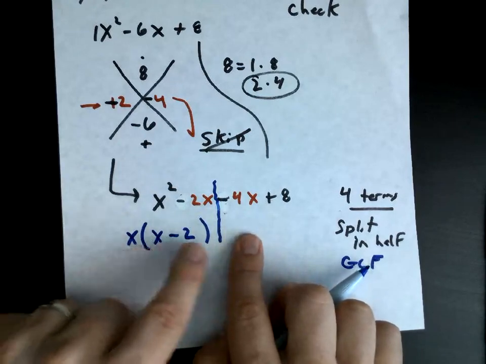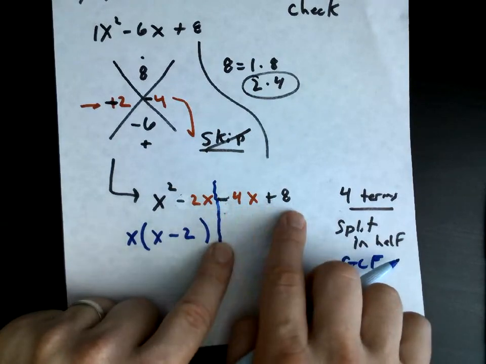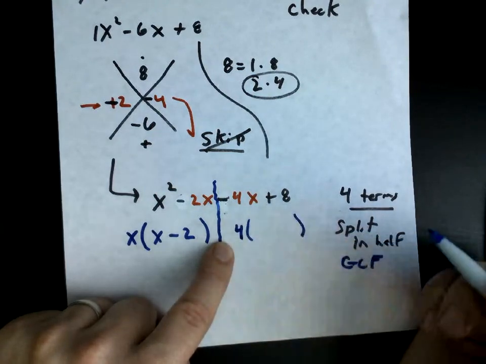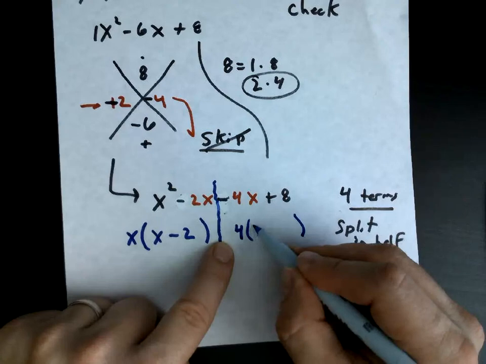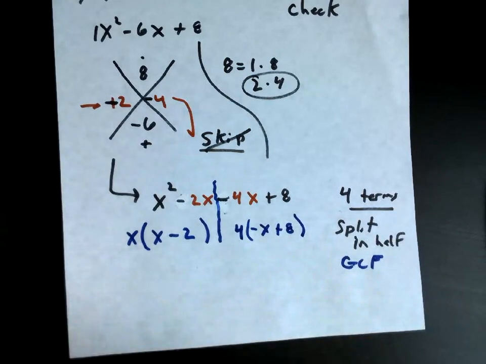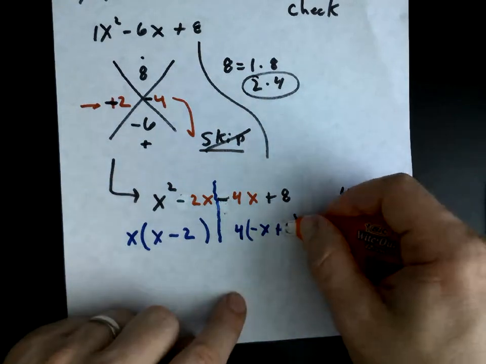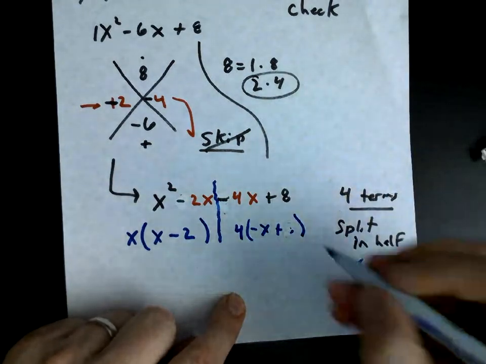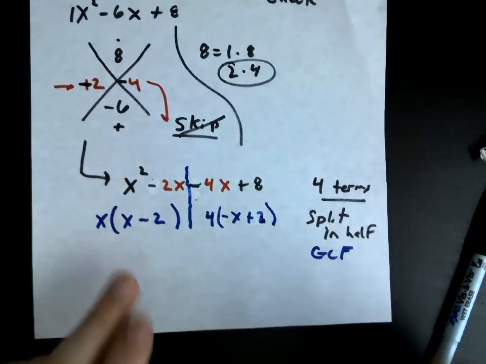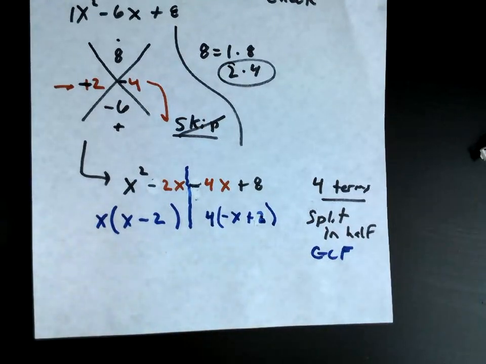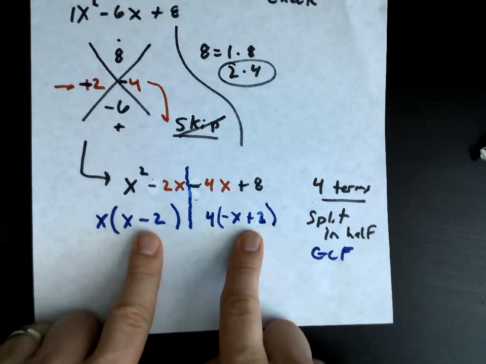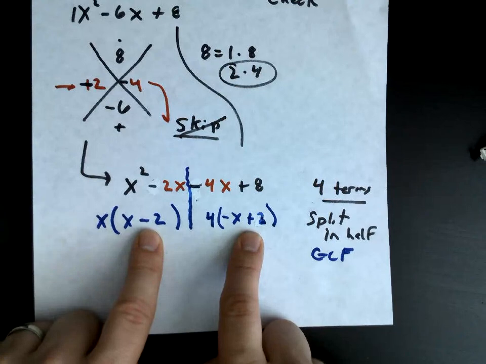What about over here? Well, let's see, I have a 4 and an 8. I can take out a 4. Now put a big parentheses. And then what do you have left over? Well, I have negative x plus 8. Okay, oops, not plus 8. That should be 2. So you're probably thinking, okay, great, what are you doing here? Do you see how these are so close to being identical?